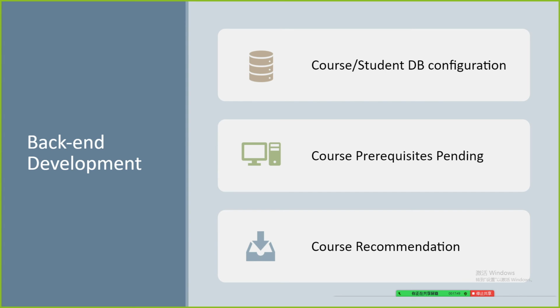For the course recommendation part, we filter the course list for courses that satisfy the prerequisites and sort them by priority. Then we recommend the top 10 classes in the list.